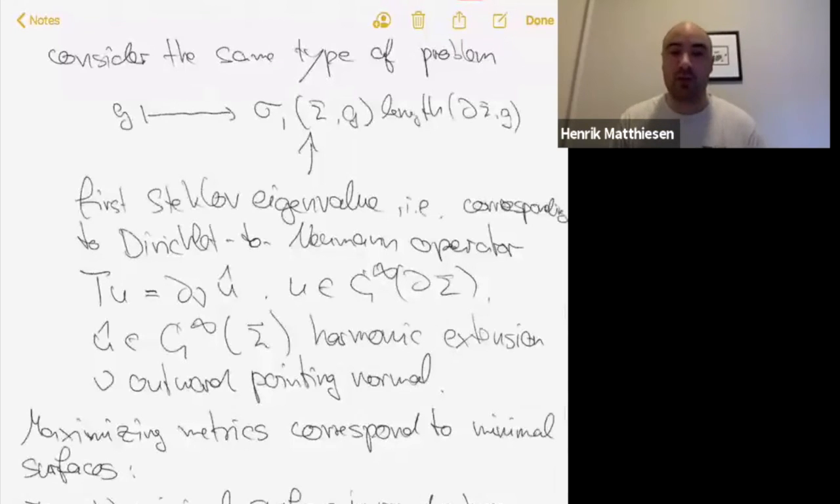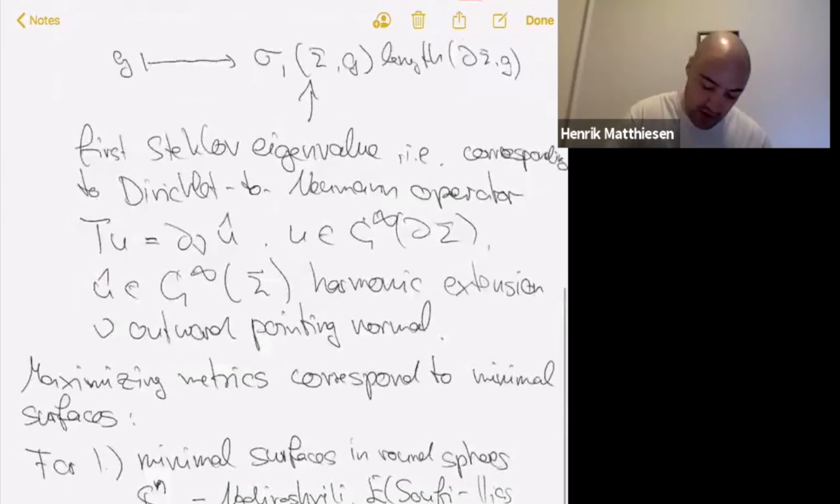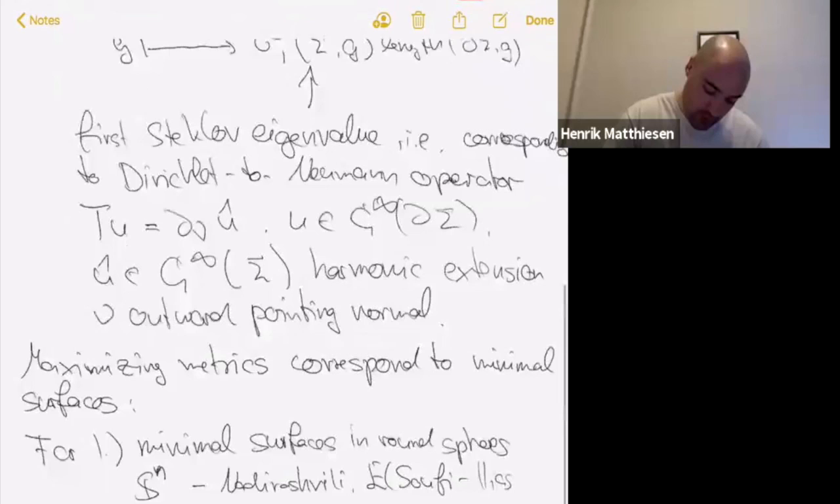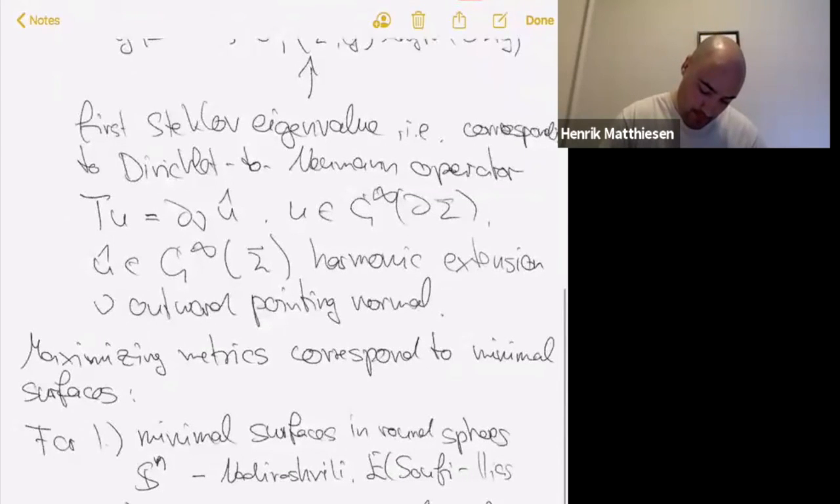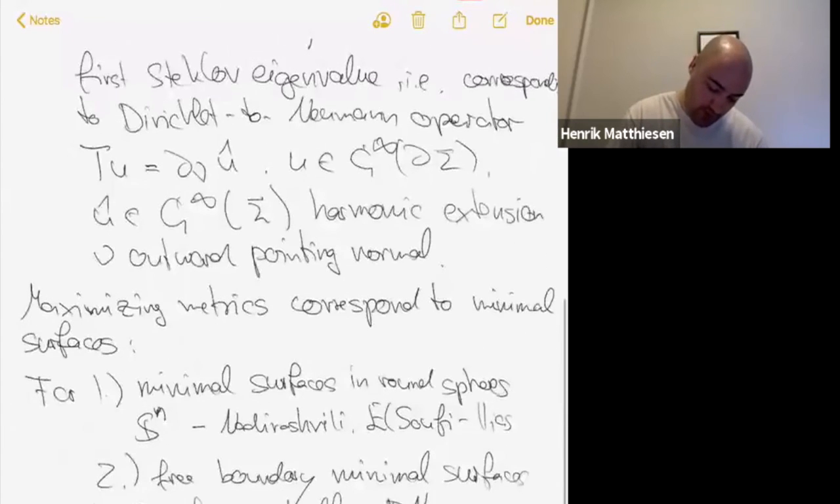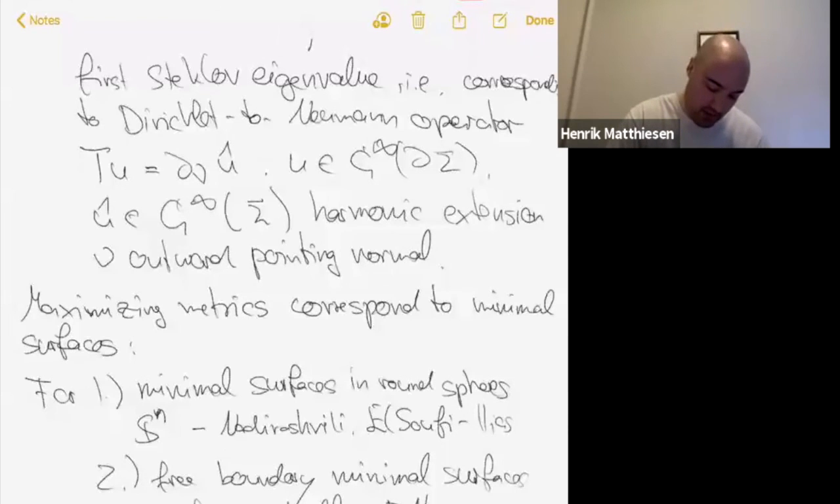Okay, so what I mean here by correspond to, I mean it's induced by such metrics. So corresponds to means that for one maximizing metric is induced by a minimal immersion from the surface to some sphere. And similarly for the second.